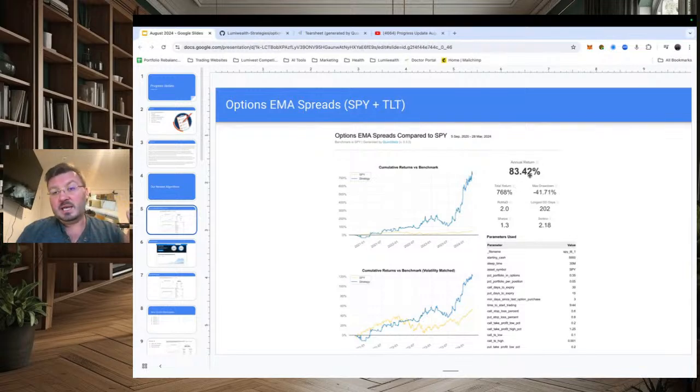And we got a really nice payout here. We got an 83% return per year on average through our backtests, and we got a 41% drawdown. I think we can make this a heck of a lot better. I think there's a really nice bright spot in some of the things we're working on. All right, so that's our options EMA spreads.